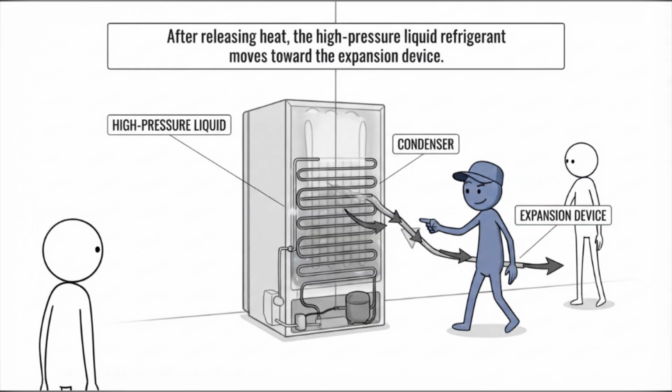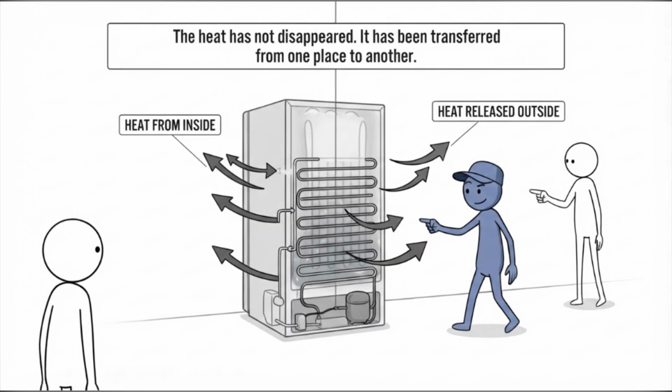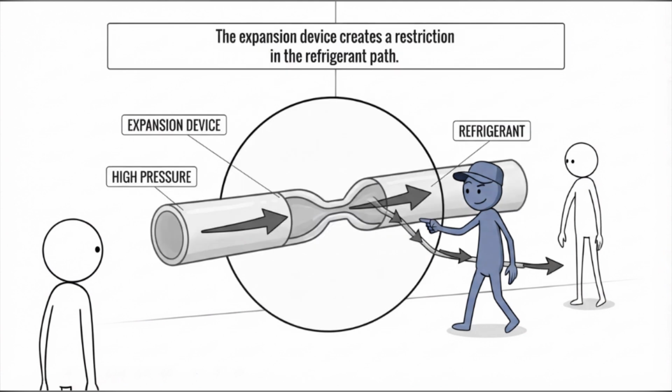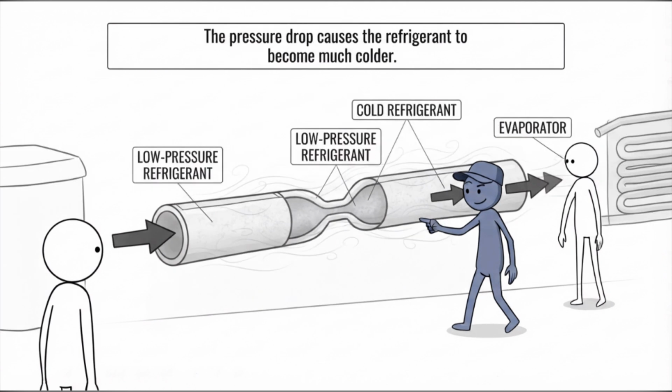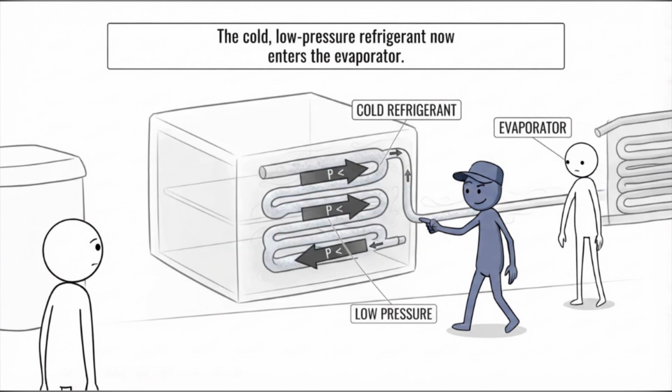After leaving the condenser, a high-pressure liquid refrigerant reaches the expansion device. Depending on the refrigerator design, this may be a capillary tube or another type of expansion device. The expansion device creates a restriction in the refrigerant path. As the refrigerant passes through this restriction, its pressure drops significantly. This pressure drop changes the refrigerant's condition. The refrigerant becomes much colder and enters the next major component, the evaporator.